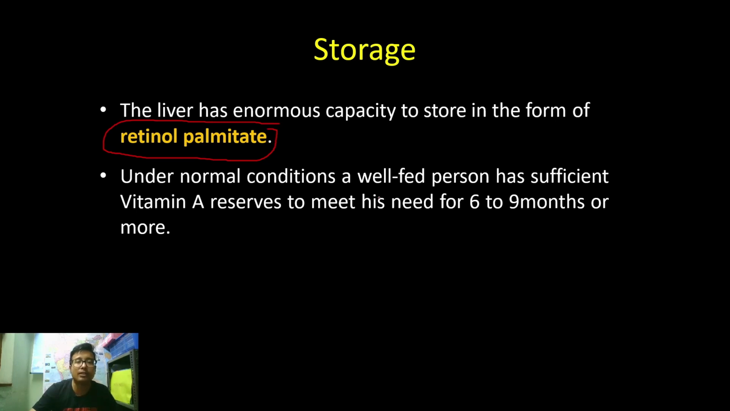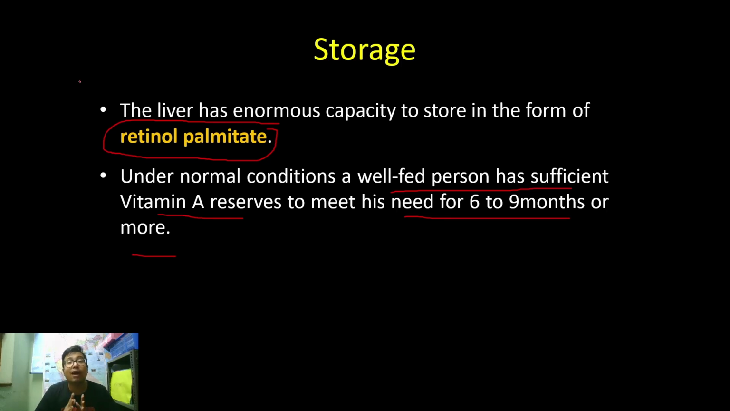Under normal conditions, a well-fed person has sufficient vitamin A to meet his need for 6 to 9 months or more. Very, very important. So you don't need to worry if you get isolated and cannot eat meat, fish and egg, or any source of vitamin A for the next 6 to 9 months, provided you are already taking an adequate amount of vitamin A in your diet.